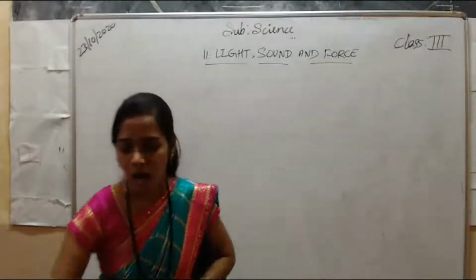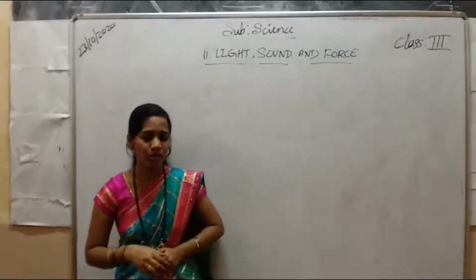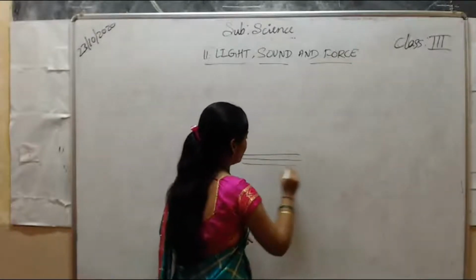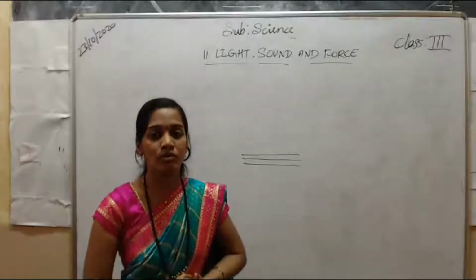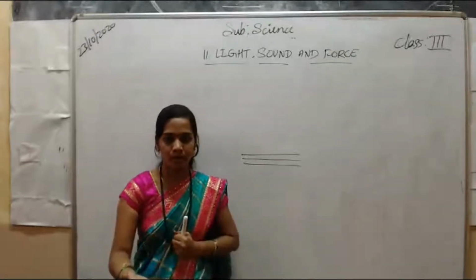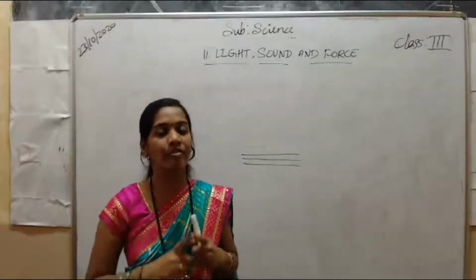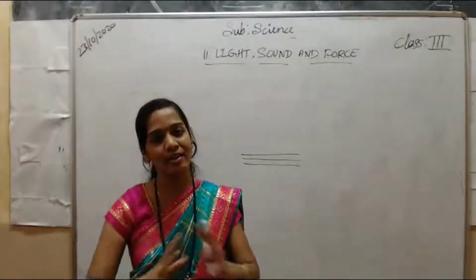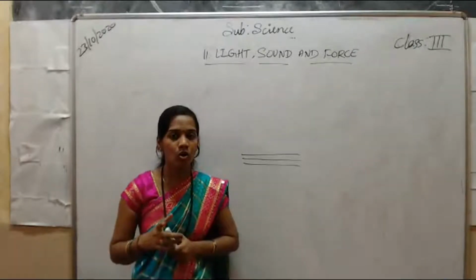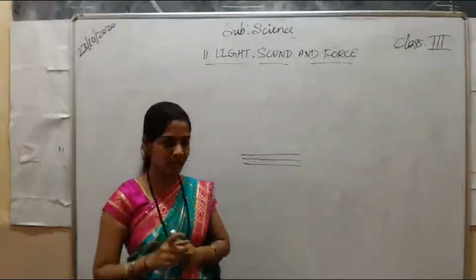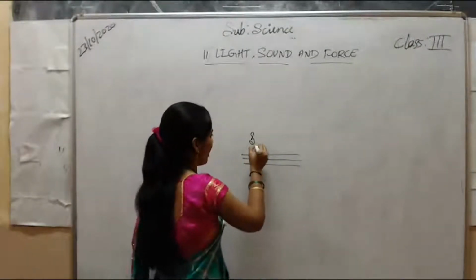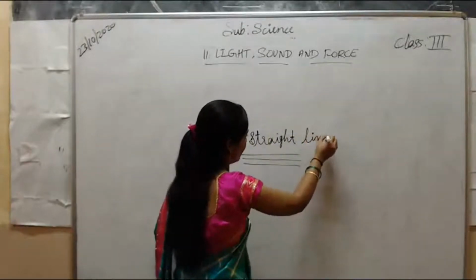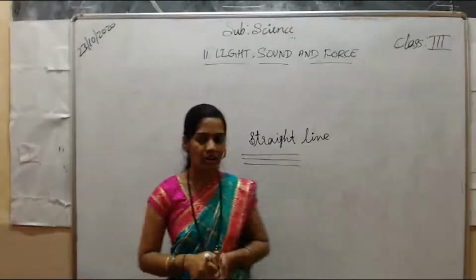Next, how does this light travel, students? I have told you yesterday only. Light travels in a straight line, right? Light always travels in a straight line. Observe water and sound, students. If you pour water on the ground, it flows in all directions. It will not flow in one direction. The sound also moves in all directions. But the light always travels in a straight line. Always remember that: light always travels in a straight line.